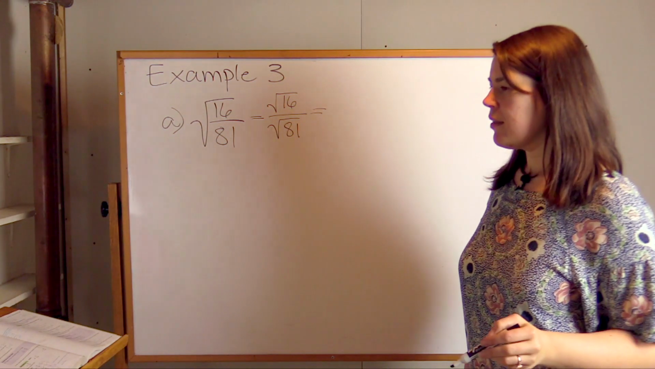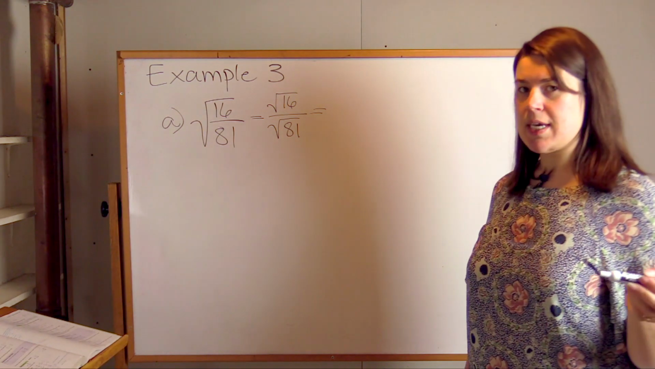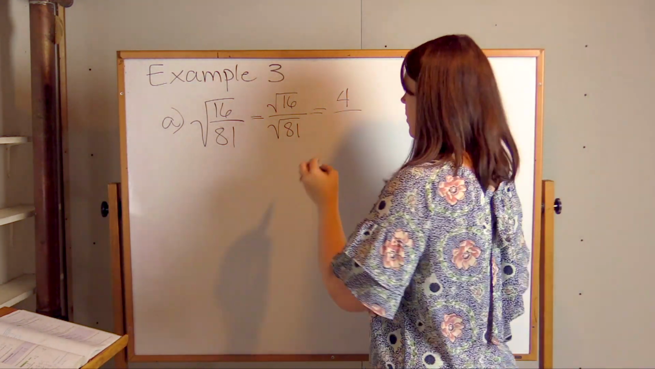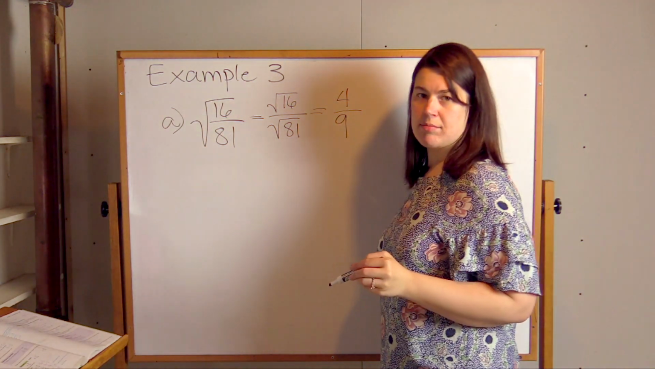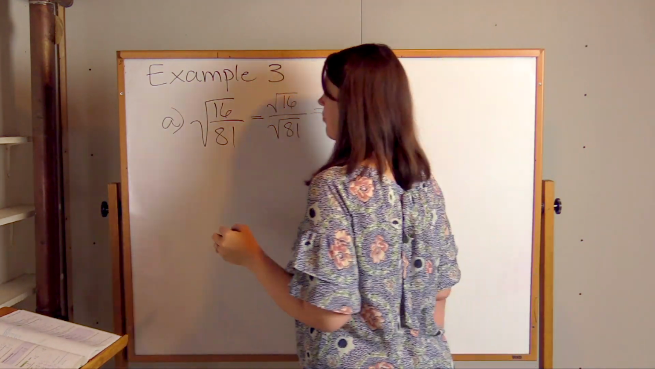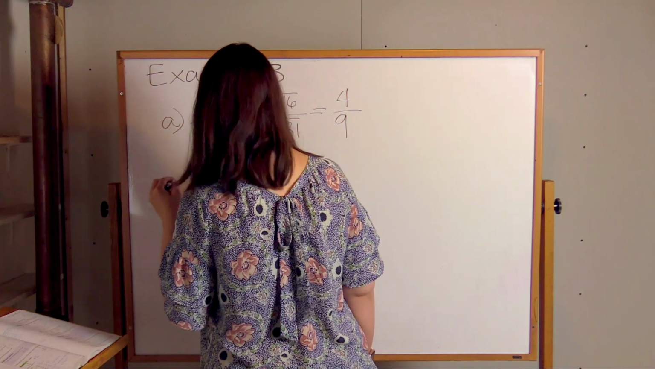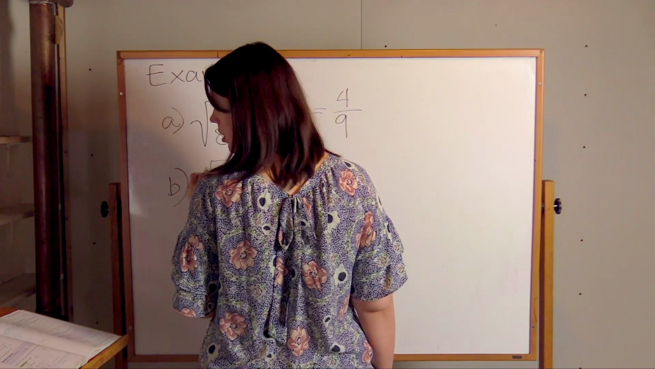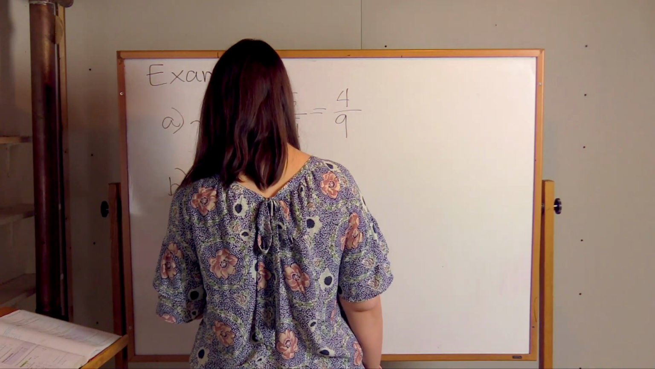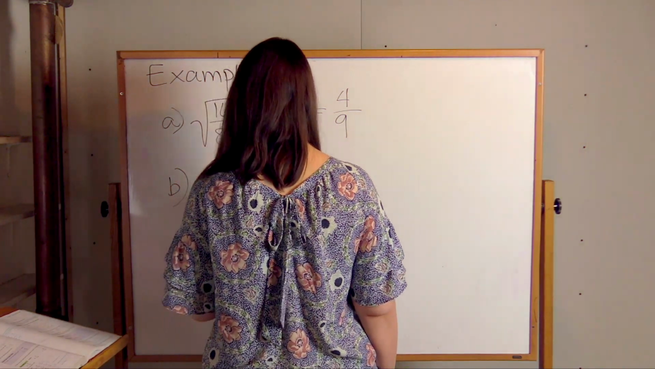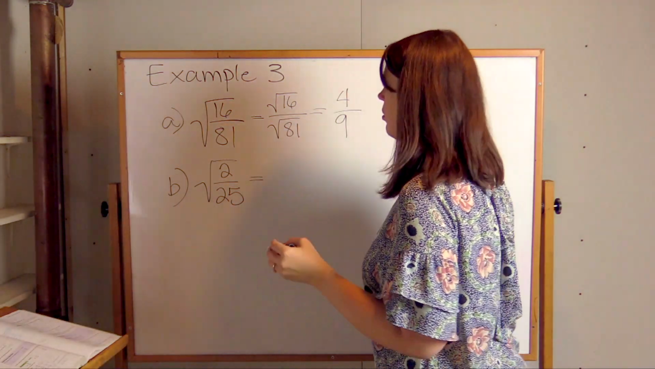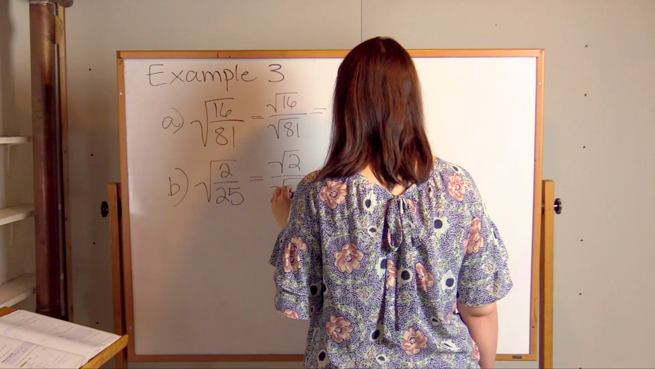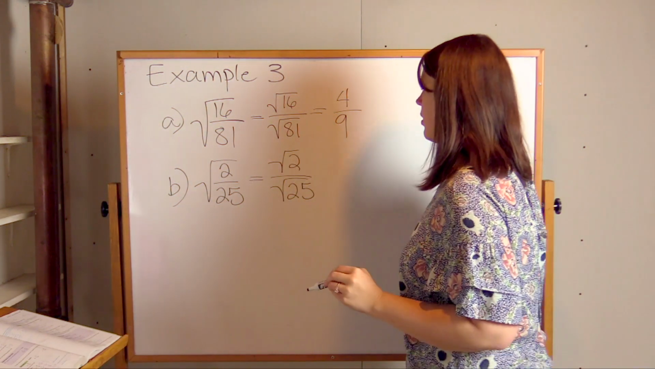And by doing that, then the square root of 16 is 4. The square root of 81 is 9. Okay? All right, so if I do that same rule, break it into top and bottom, square root of 2 over the square root of 25.